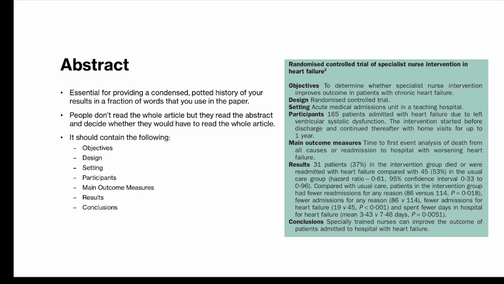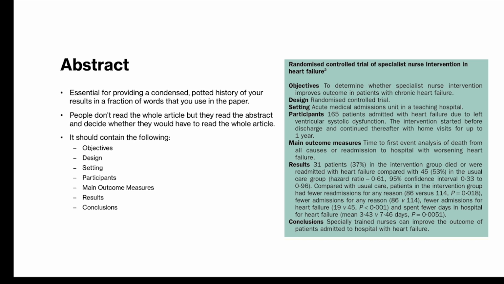The abstract is considered essential for providing a condensed, potted history of your results in a fraction of the words that you use in the paper. So what is really the abstract? It's just the compressed version. If there's one thing that your readers would read first, it is the abstract, which they will read to decide whether they are going to read your paper or not.